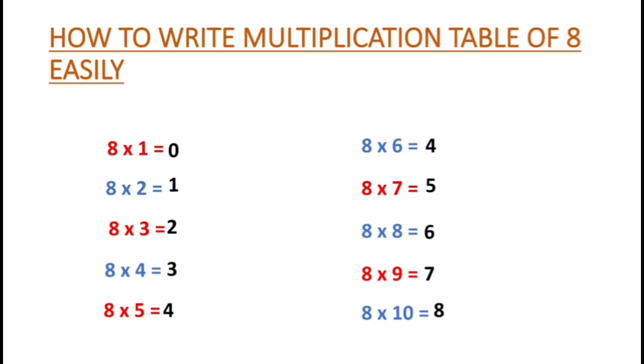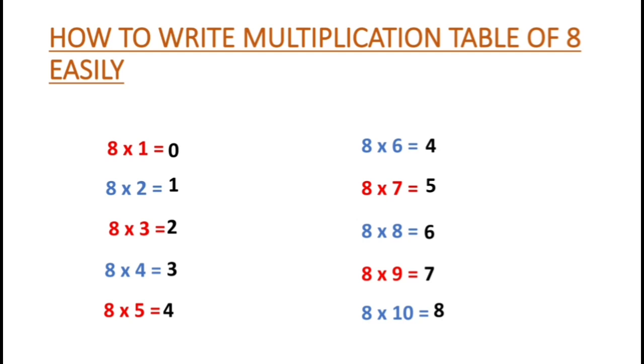Do you all remember even numbers? What are even numbers? Even numbers are 2, 4, 6, 8 and we include 0 also. 0 is neither an even number nor an odd number. But if we write 0 next to any number, that full number will become even. So we consider 0 also. Now we are going to use 0, 2, 4, 6, 8.